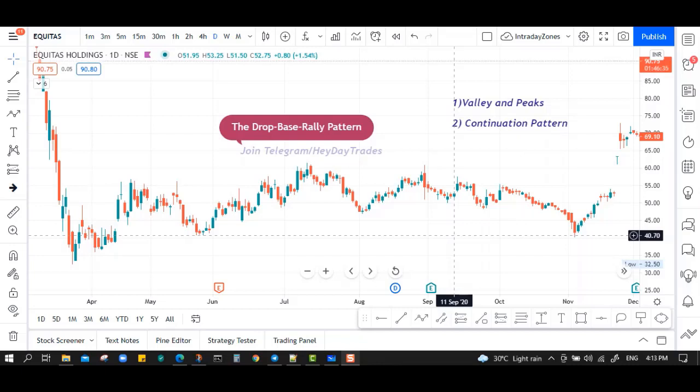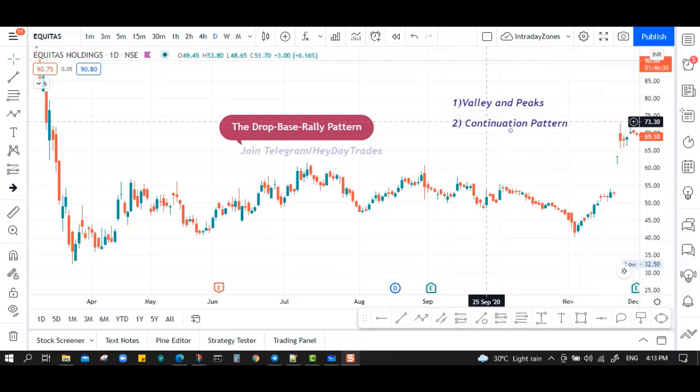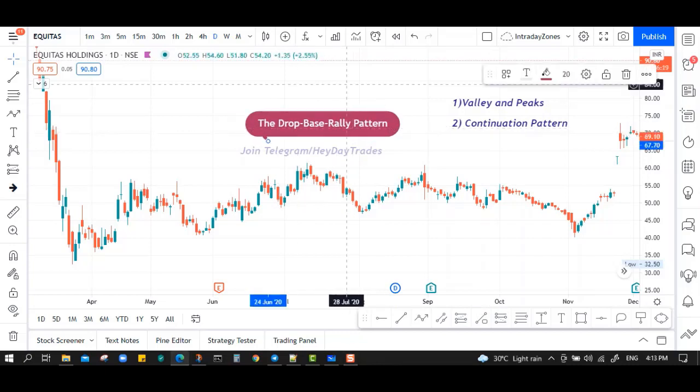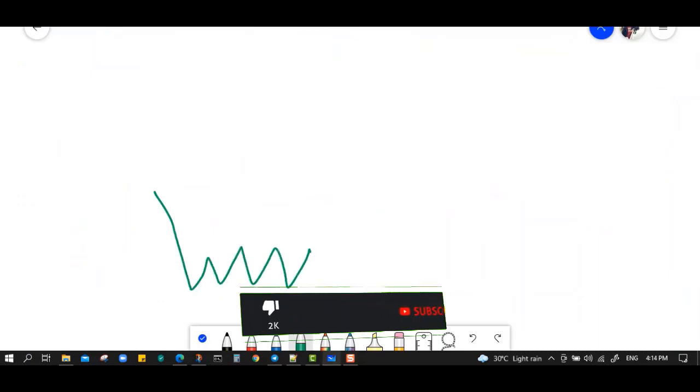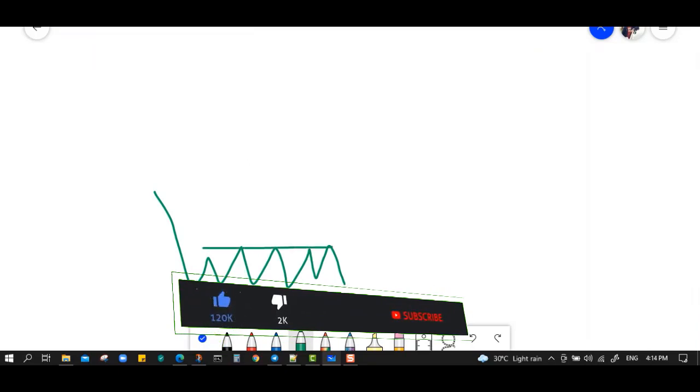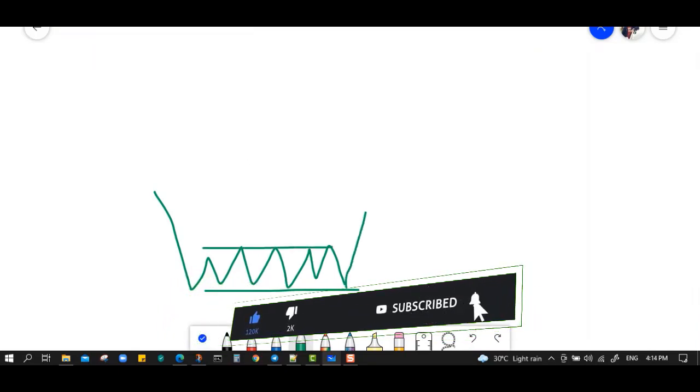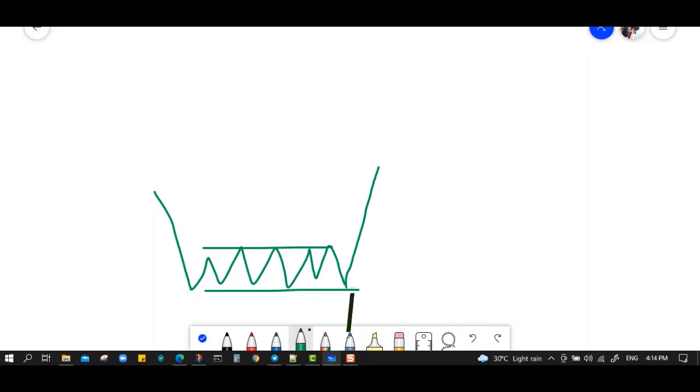So in general, there are two types of supply and demand. The first type is valleys and peaks, and the second type is the continuation pattern, okay? And these valleys and peaks are composed of different types of formation. One of them is the drop base rally pattern. So drop base rally means a move down followed by a pause. It will do some distribution, like create a base here, then it will move up. This is called a drop base rally, okay?